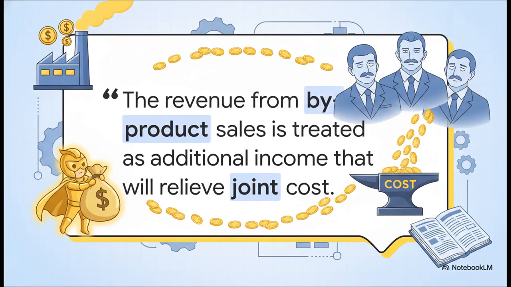If you remember literally nothing else from this entire explainer, make it this golden rule straight from your syllabus. The revenue from the byproduct sales is treated as additional income that will relieve some joint cost of the main product. That is the absolute heartbeat of this whole topic. The sidekick helps pay the bill so the VIPs don't have to carry the full weight.